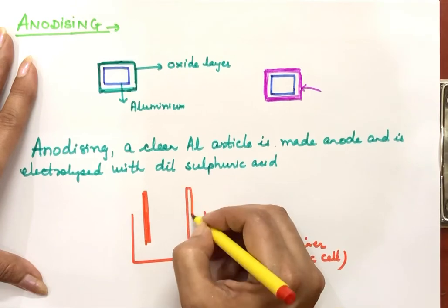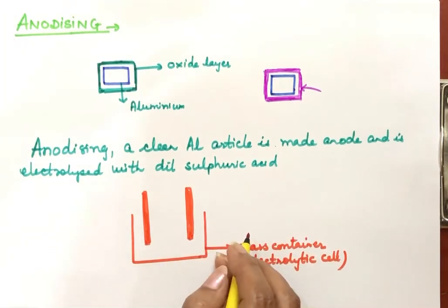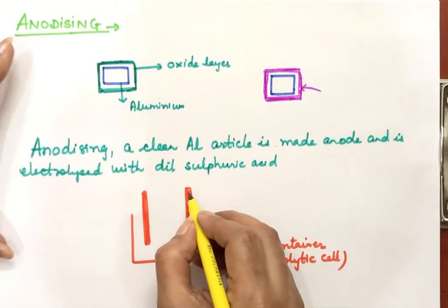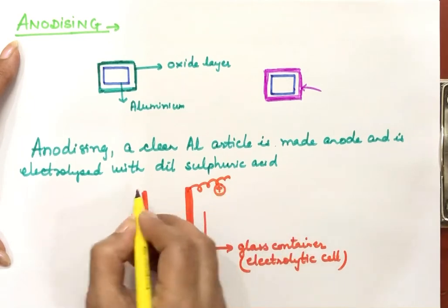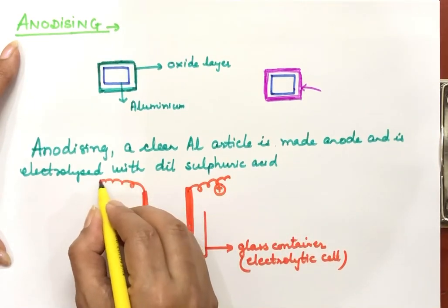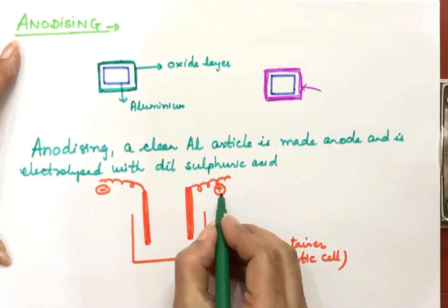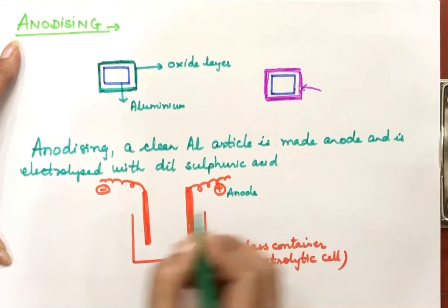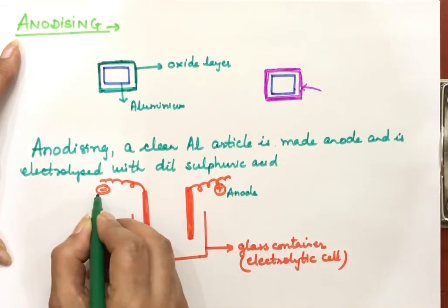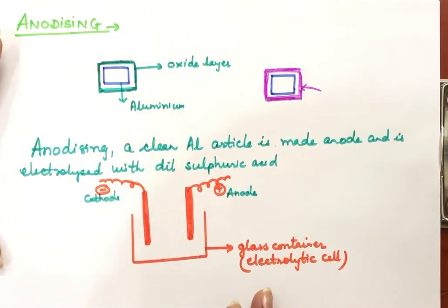These can be graphite or platinum. So electrodes are taken here. One of the electrodes is connected to the positive terminal of a battery, and another electrode with a wire is connected to the negative terminal of the battery. The one connected to the positive terminal acts as the anode, and the one connected to the negative terminal of the battery acts as the cathode.